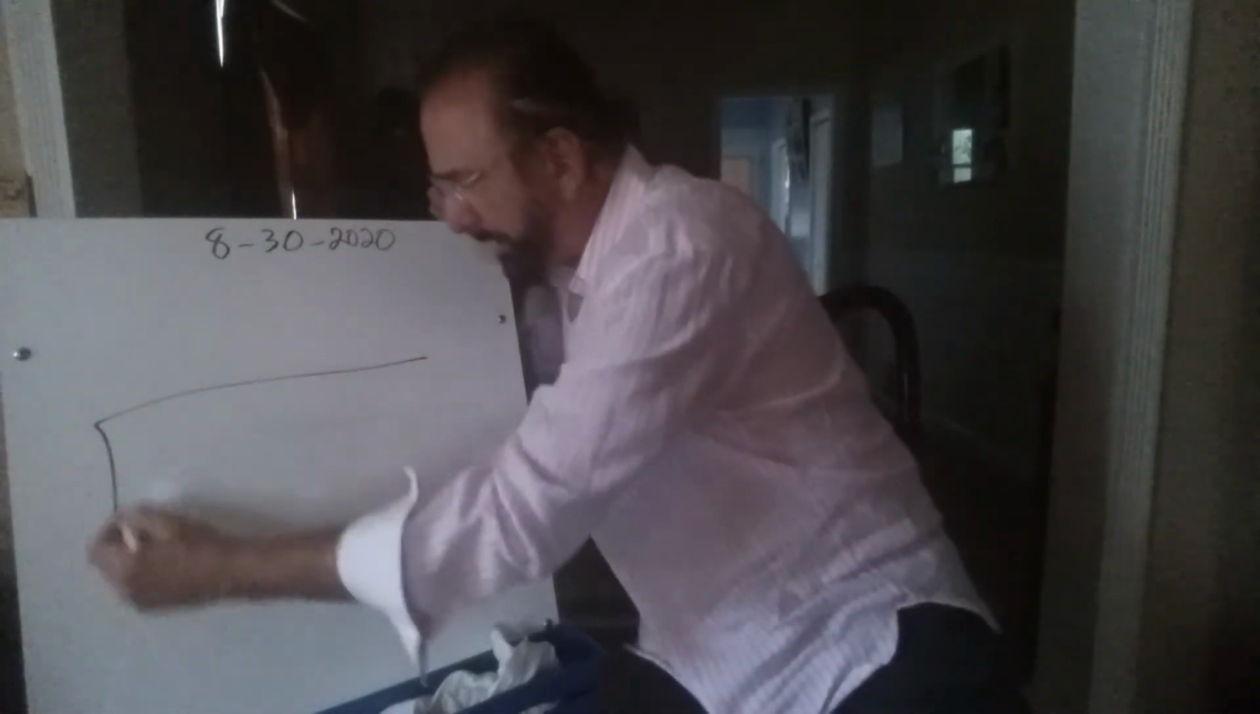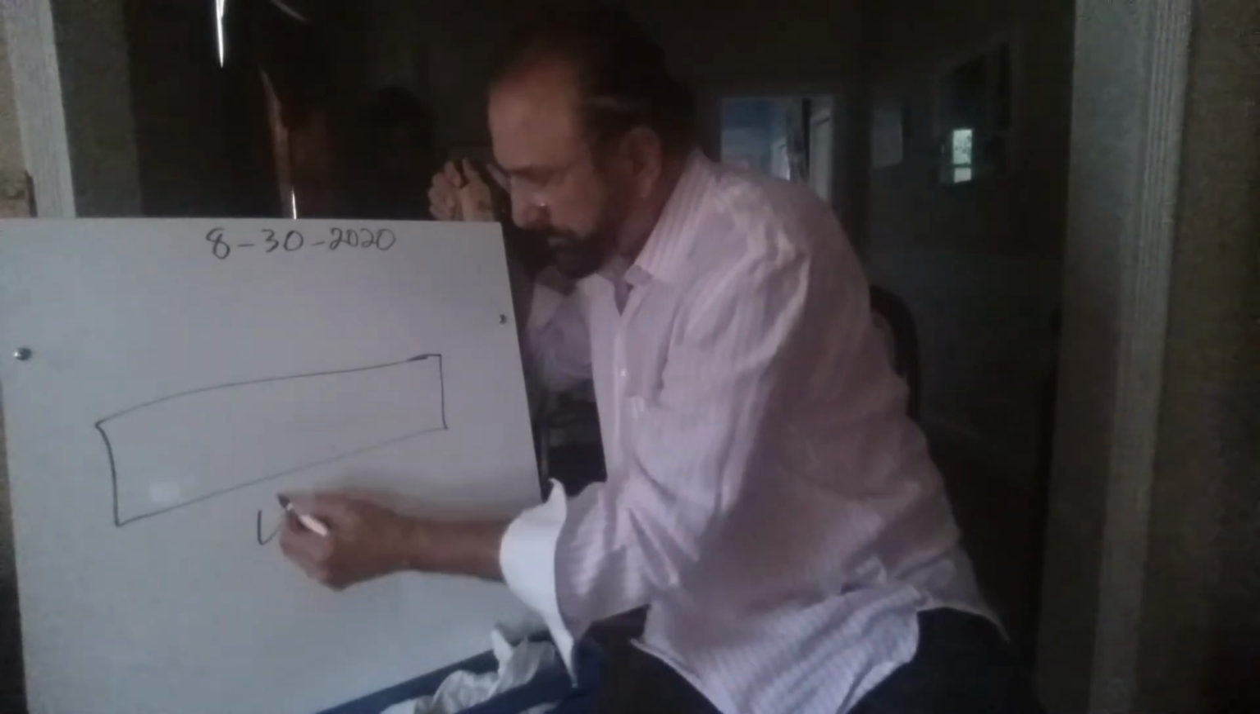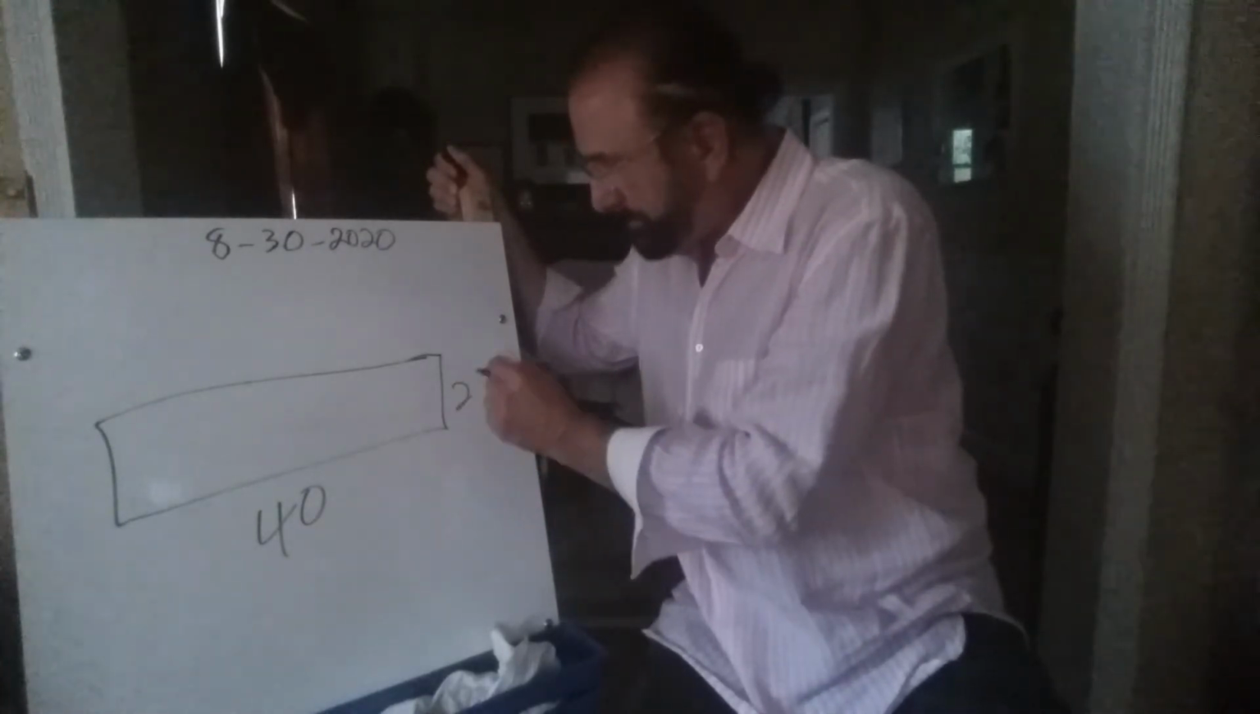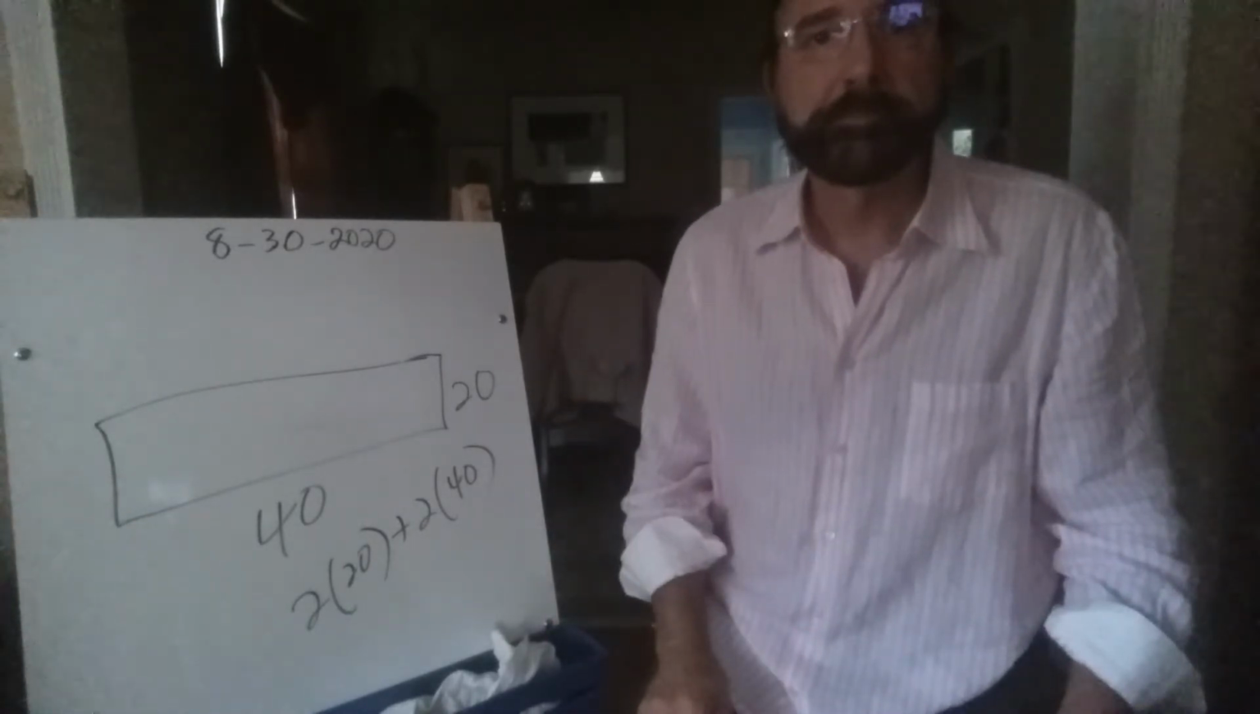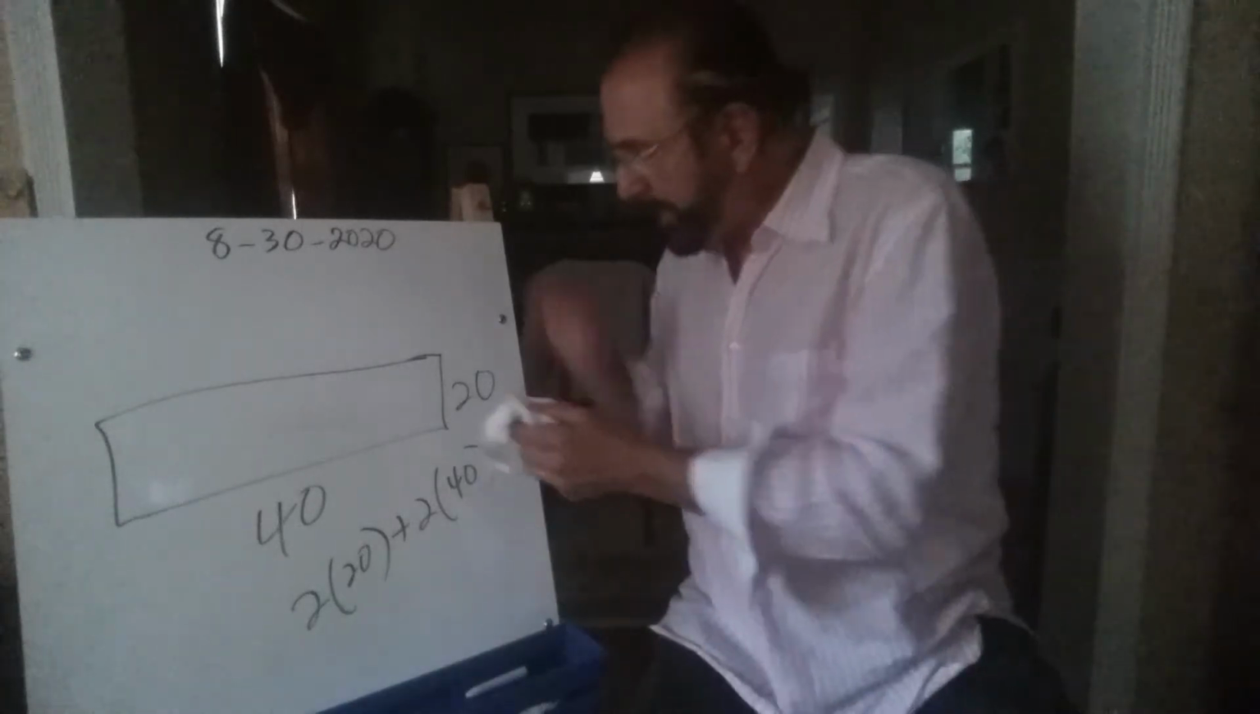All right, let's see. What if I had a rectangle and say this was 40 and they tell you the height is half that? What's the perimeter? Half of the 40 is 20. 2 times 20 plus 2 times 40, that's 40 plus 80, 120. Not so bad. That's on the quiz.